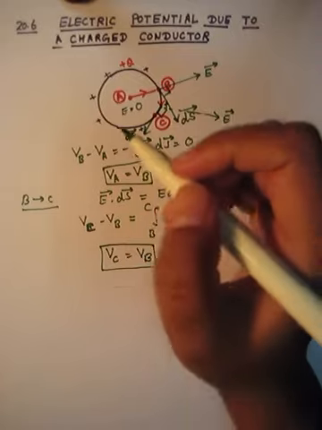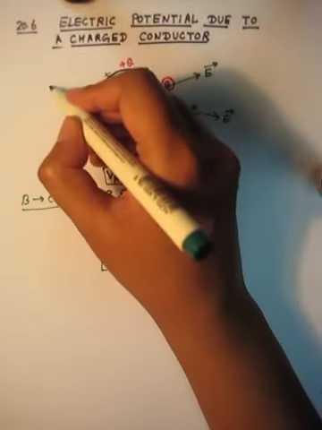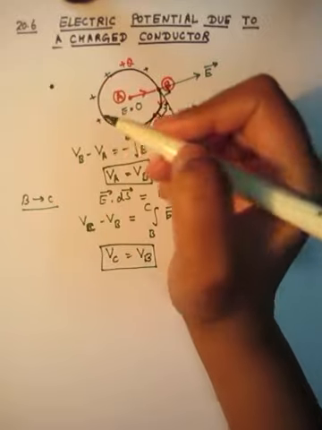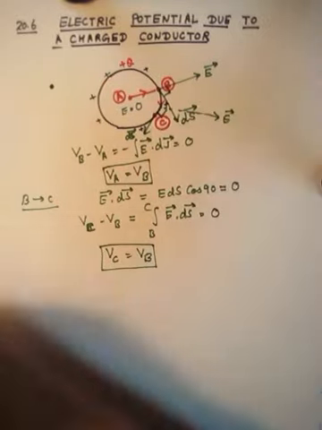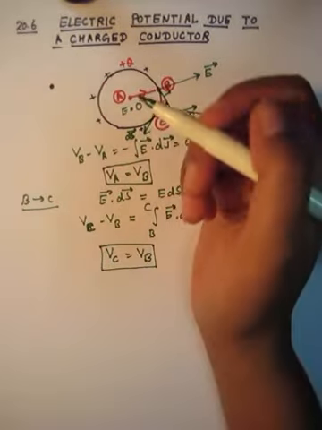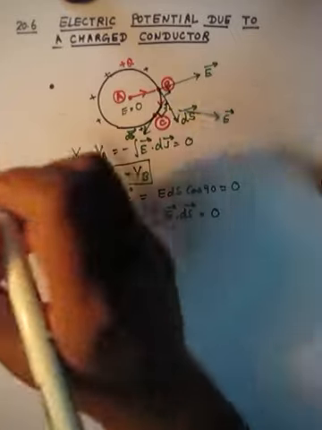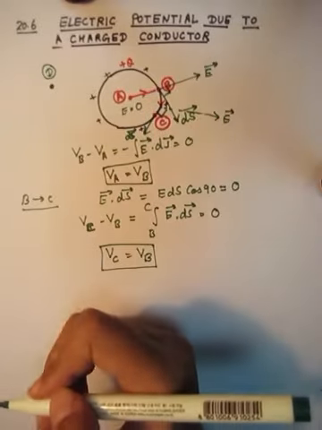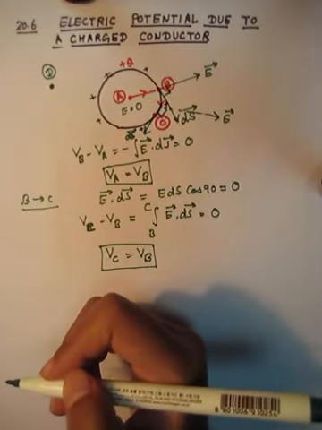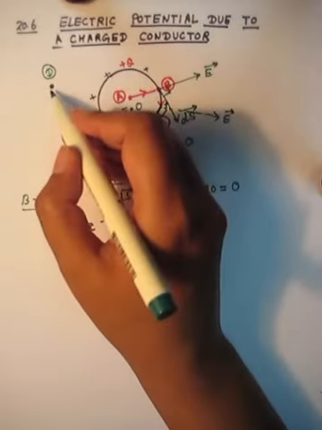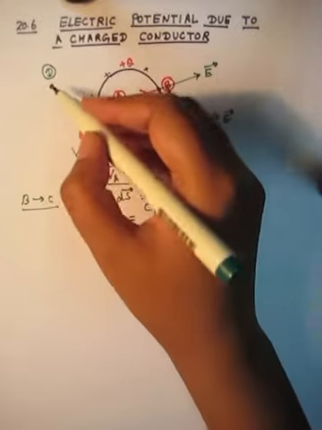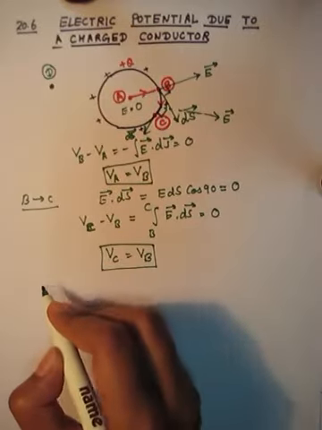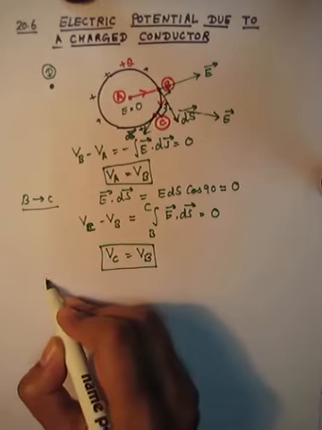Now let us find out what will be the potential at any point outside the conductor. Let us say that this point is any point D. In order to find the potential at D, let us first of all see what is the electric field at D. So let us try to find out.